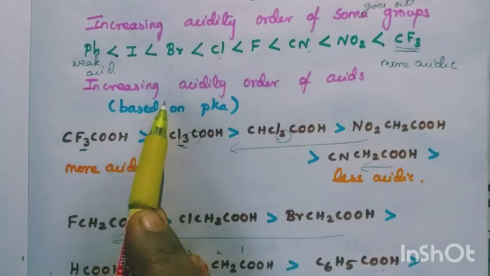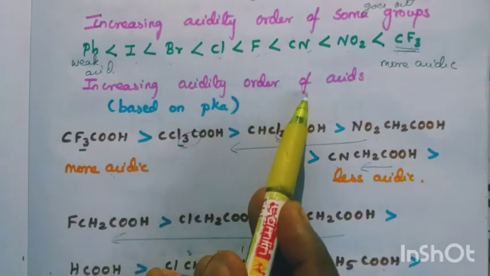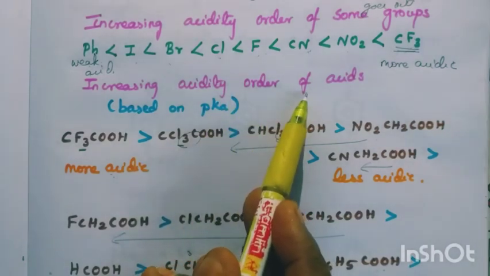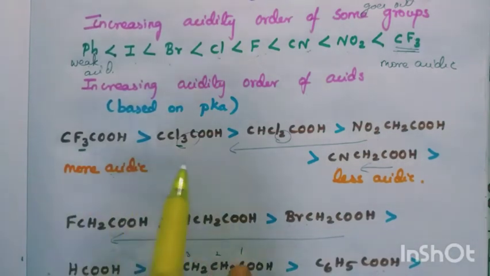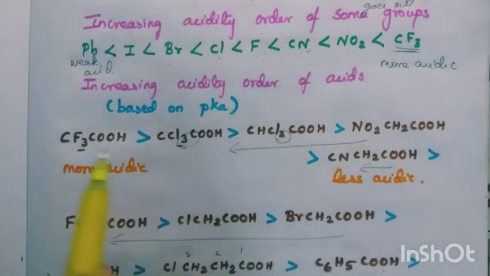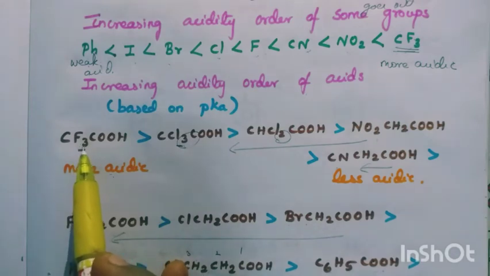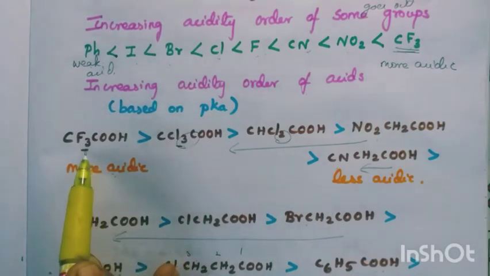Now, the increasing acidity order of acids. Trifluoro, CF3, is more acidic. Then 3 Cl is less. Among the periodic table, which is highly electronegative? Fluorine is the most electronegative.